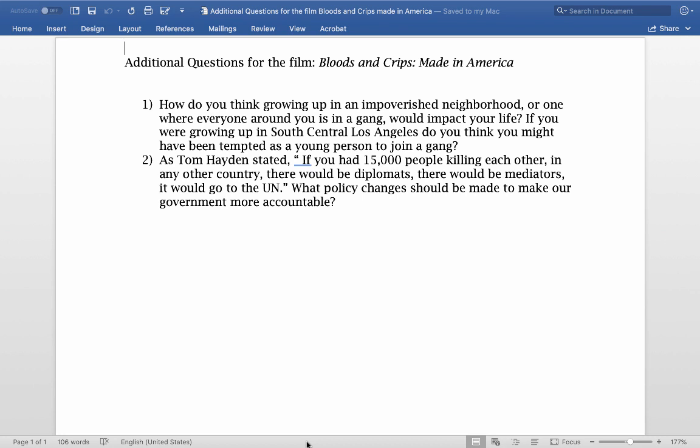And then number 2, as Tom Hayden stated, if you had 15,000 people killing each other in any other country, there would be diplomats, there would be mediators, it would go to the UN. What policy changes should be made to make our government more accountable? Again, your informed opinions there. As long as you answer each of those questions, you're going to get points for that part of the assignment. There's also a grade rubric posted on Canvas for the reaction paper. I just want to go over it real quick because it's very valuable to look at a rubric, because it's going to tell you exactly how to get an A.